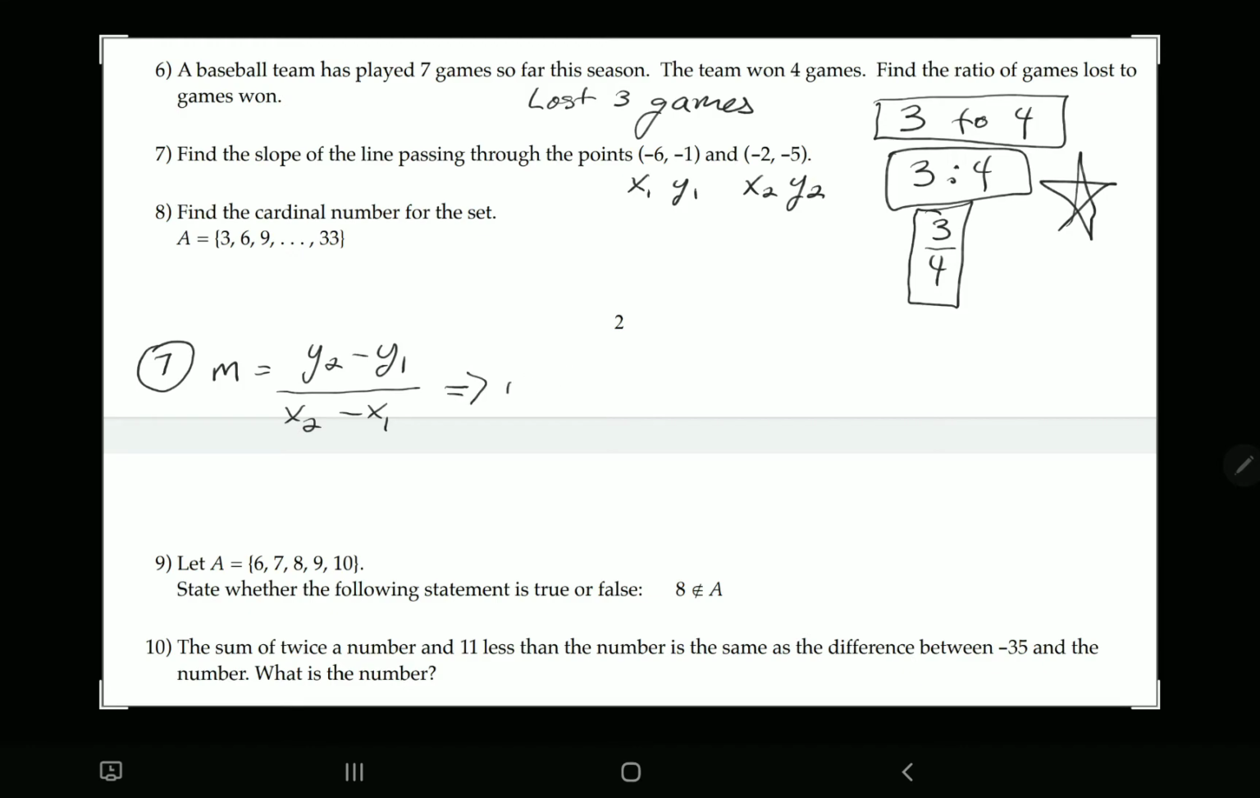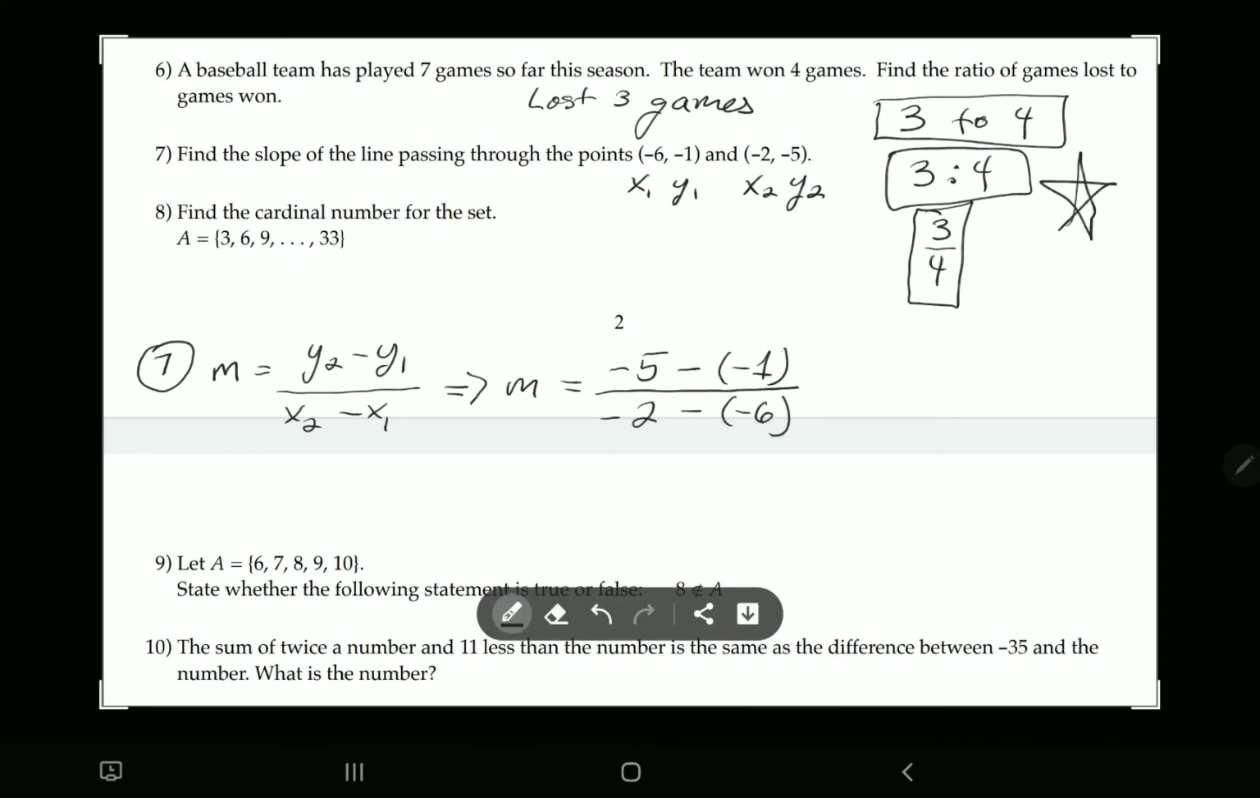So my slope in this case is going to be -5, which is y2, minus -1, which is y1, divided by x2, which is -2, minus x1, which is -6. When we have 2 negatives next to each other, that becomes a positive. Same thing in my denominator, that becomes a positive.